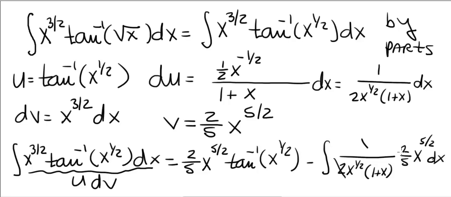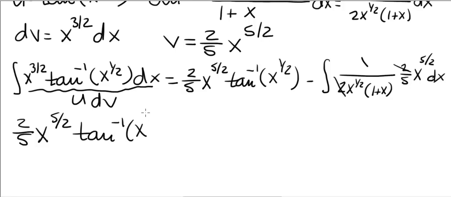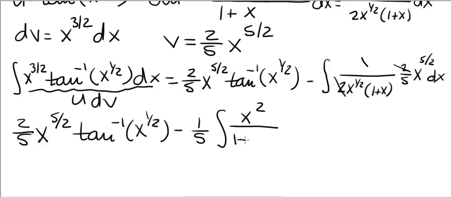So you can see that we can cancel the 2's. x to the 5/2 divided by x to the 1/2 is x to the 4/2, or x squared. So we can rewrite this in a simpler way. We have 2 over 5 x to the 5/2 times inverse tangent of x to the 1/2 minus 1 over 5 times the integral of x squared divided by 1 plus x dx. So all we have to do is evaluate this integral on the right, and the problem is solved.